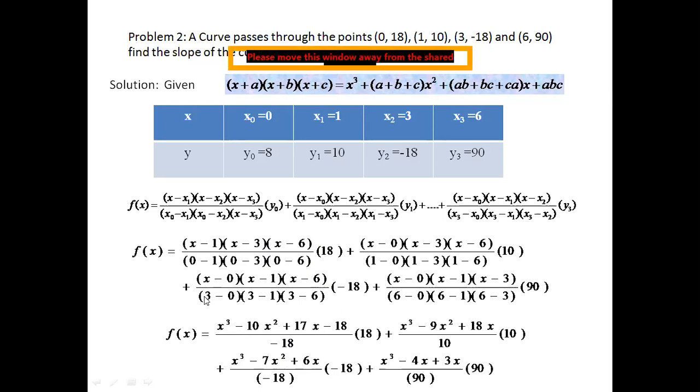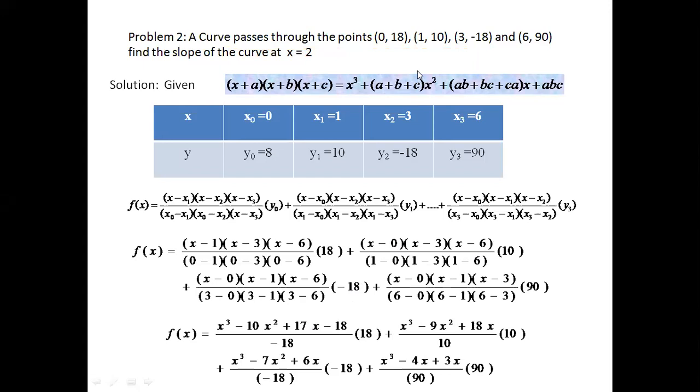Then this can be simplified. The denominator here is minus 1 into minus 3 into minus 6, that is minus 18. The constant in the numerator is minus 18, and here 18 is there, right? So these two get cancelled here, right?